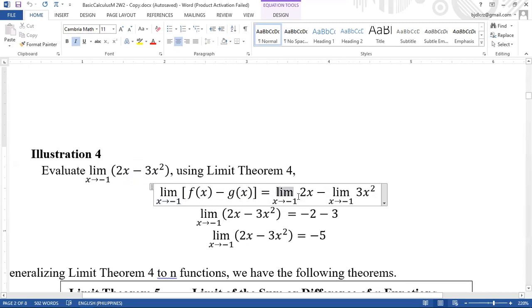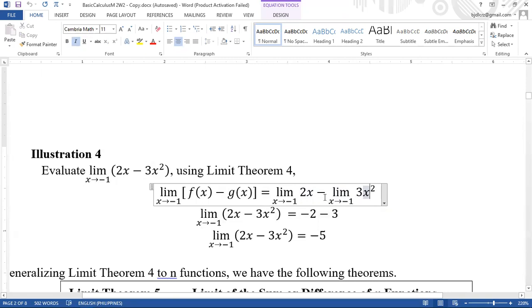First, we find the limit of the first function, which is 2x. So the limit of 2x as x approaches negative 1. Substitute the value of x, which is negative 1, to the function. So 2 times negative 1 is negative 2. Okay, copy the sign, which is negative, and find the limit of 3x squared as x approaches negative 1. We substitute x with negative 1. So negative 1 raised to the power of 2 is positive 1, times 3 is equal to positive 3.